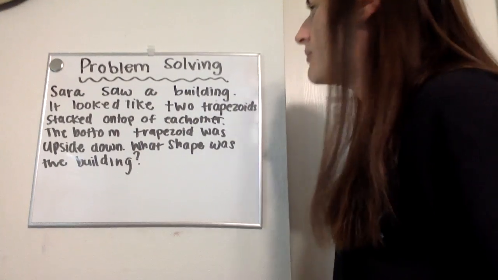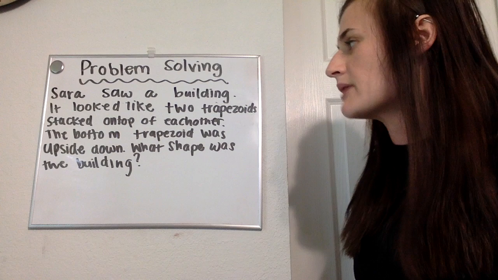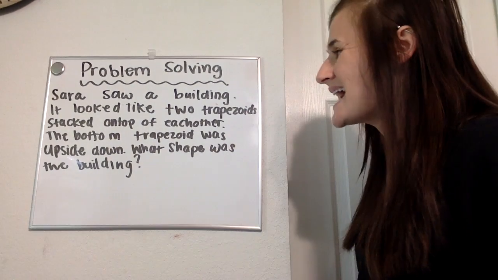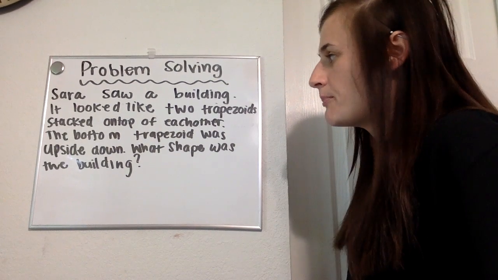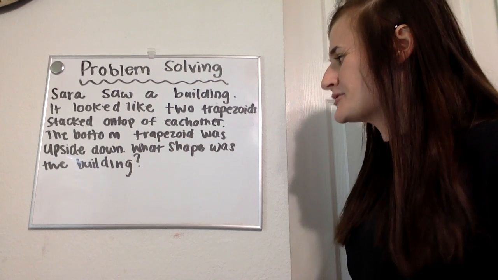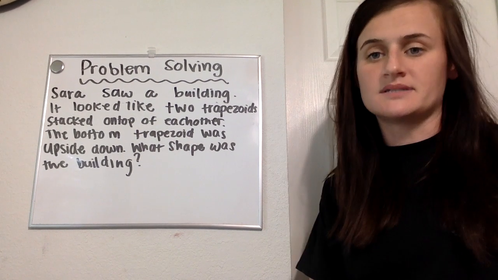It says, Sarah saw a building. It looked like two trapezoids stacked on top of each other. The bottom trapezoid was upside down. What shape was the building?